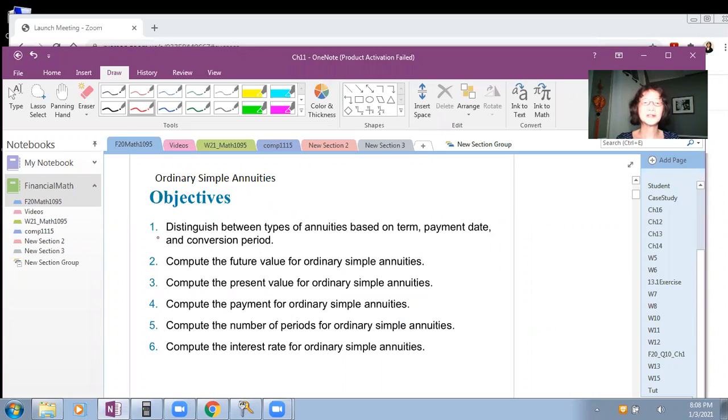In this video, I will present ordinary simple annuities. At the end of this lecture, you will be able to distinguish between types of annuities based on term, payment date, and conversion period. And you are going to compute future value for ordinary simple annuities.